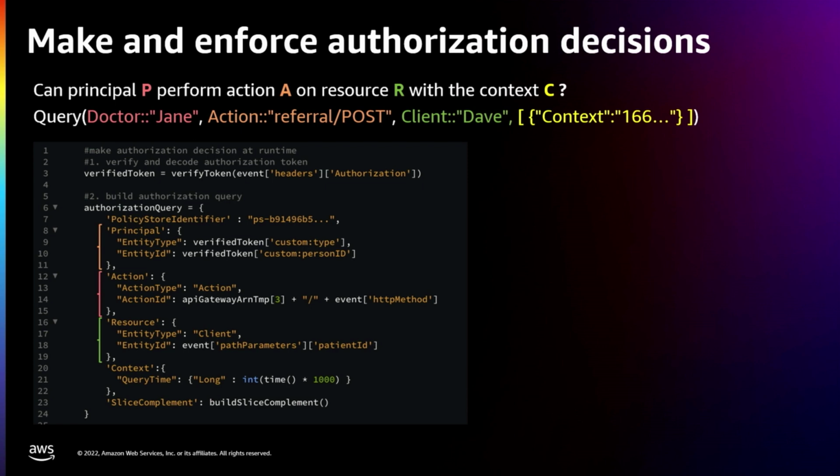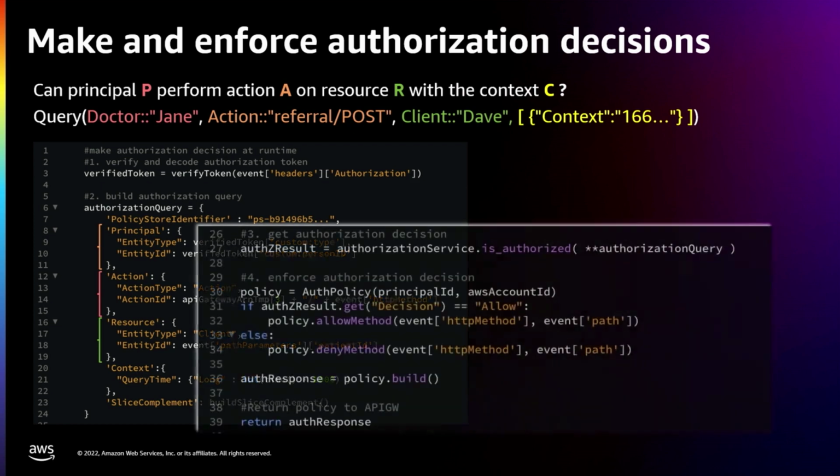And number 4 is the resource. The resource could be identified as a resource path, a path parameter, a query string, or a header that is in the API call, so you can derive all of this information from the API context and put it in your query. And then the next one is optional context. As I mentioned, this is a free-form map. So in this case, I'm providing the query time, which is the current time of my system. And then the last one is the data set, which tells the engine who is Dave, who is Jane, what their relationships are, what their attributes are, and so on.